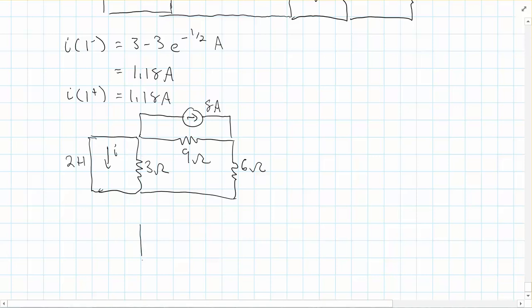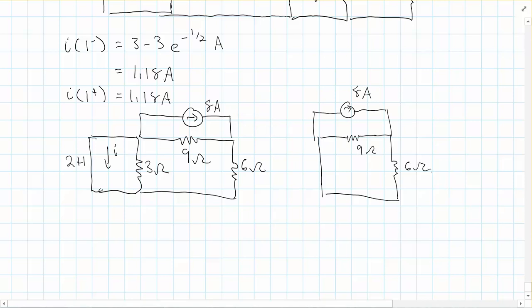So really what I have here is, let me draw it over here. I've got that wire that shorts out the 3 ohm resistor. This 9 ohm, 6 ohm, and then 8 amps, 9 ohm, 6 ohm, and then the current here, that's I. That's what I'm looking for.